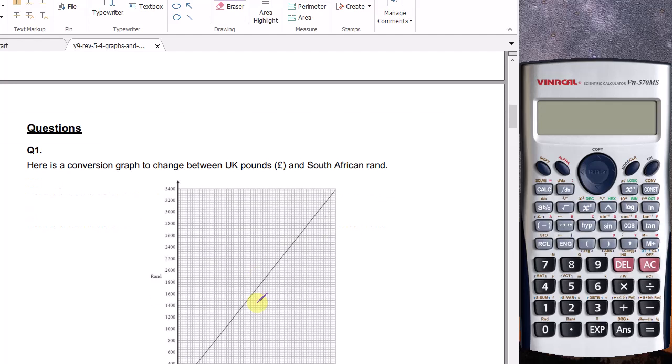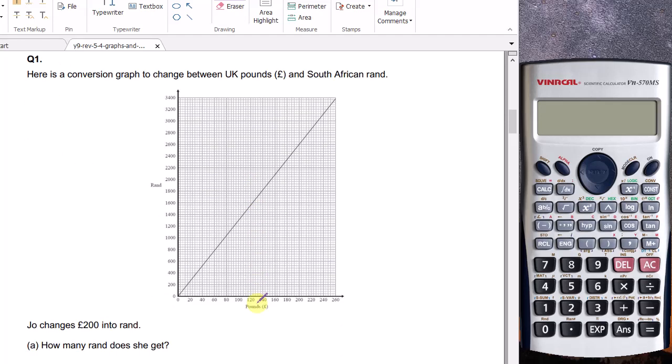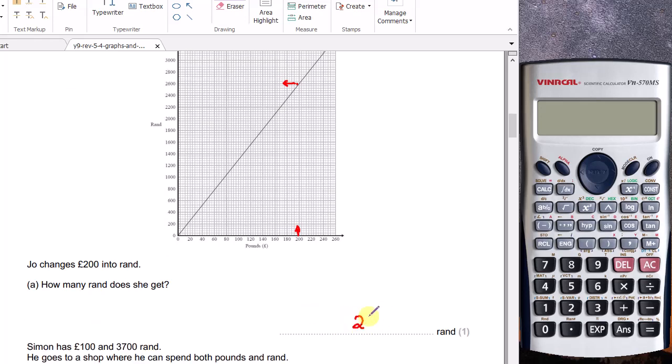So question number 1. I know the graphs are a little bit small, but if you make it too big, then you can't see it on the screen. So this is a basic conversion graph. She wants to change £200 into rand. So you start, where does it say on the graph where £200 is? Here. Read up to the graph and then read across, how many rand is it? If you read across, it's 2,600 rand. If you're within about 50, it'd be okay. So between 2,550 and 2,650, you'll probably be given the mark.